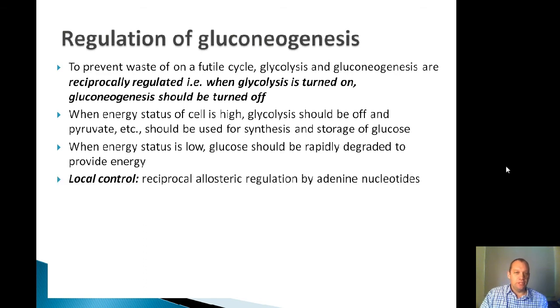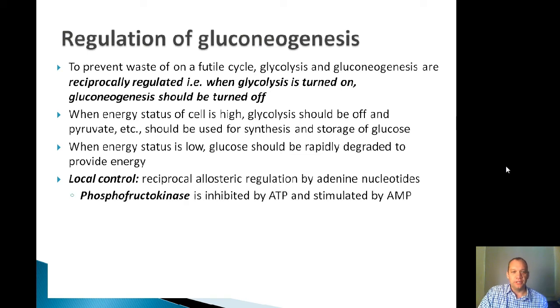We differentiate between two measures of control of these processes. The first we call local control, which is the reciprocal allosteric regulation by mostly adenine nucleotides. But we will also talk about global control, which is how in multicellular organisms like mammals, hormonal signals are used to switch certain processes on and off. And we will see that there is an interplay for the regulation of glycolysis and gluconeogenesis through the hormonal control as well.